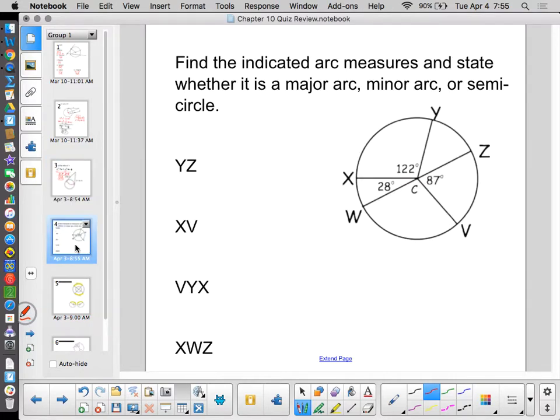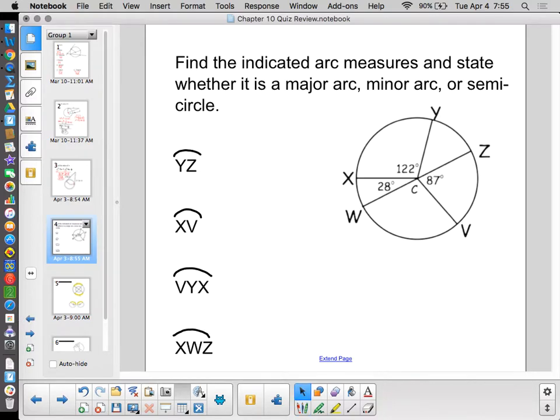Then we moved on to the central angle thing. Oh, I didn't put the arcs in. There. That's better. Okay, find the indicated arc measures and state whether it's a major arc, a minor arc, or a semicircle. Now, in this portion of the test, make sure that you are giving both answers, both the measure of the arc and major, minor, or semicircle. So make sure you're telling both things. Don't just give the measure and forget to say the other thing. You're throwing half your points away.